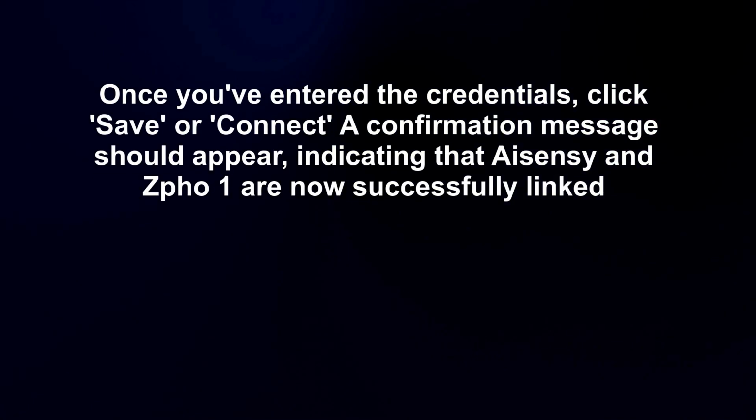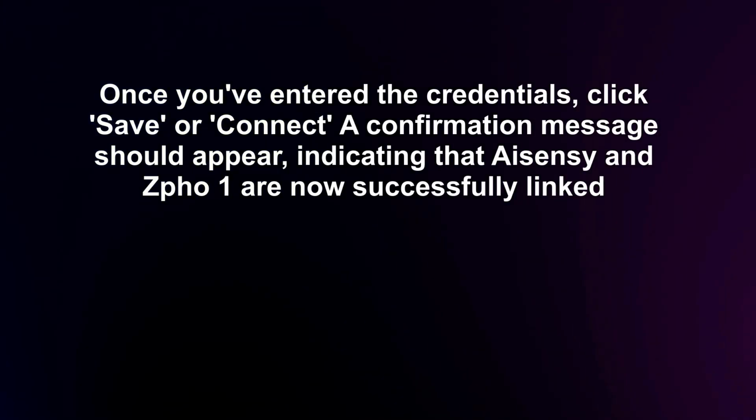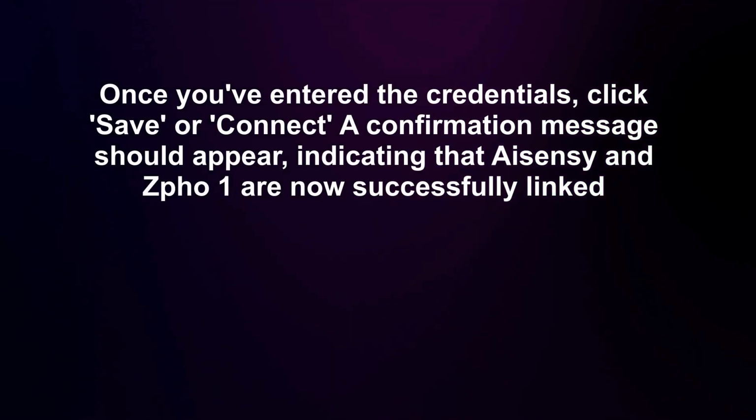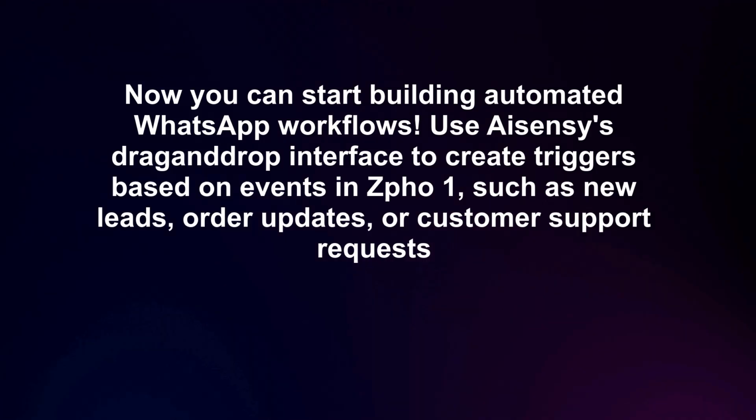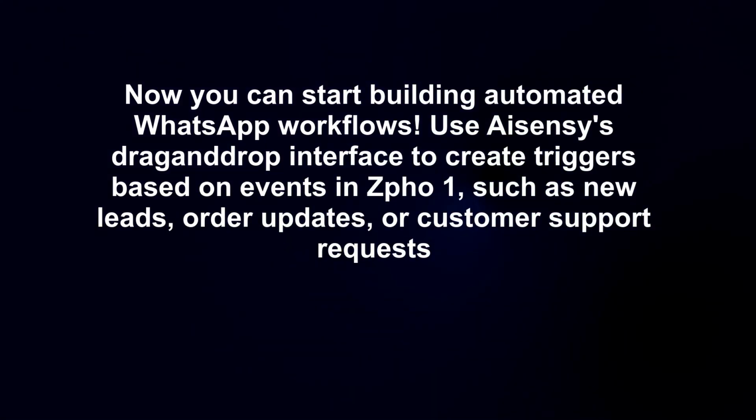Once you've entered the credentials, click Save or Connect. A confirmation message should appear, indicating that Aisensy and Zpho are now successfully linked. Now you can start building automated WhatsApp workflows.